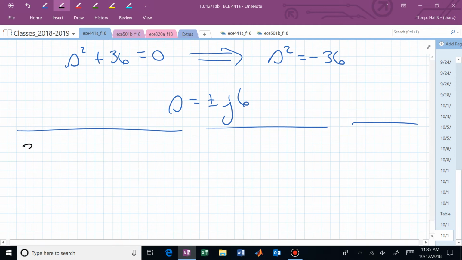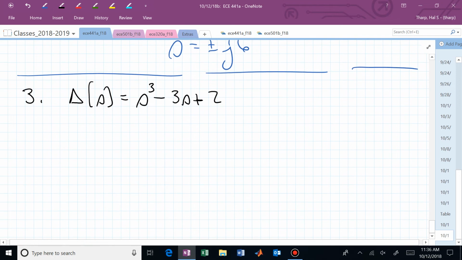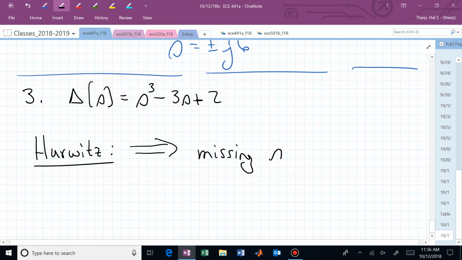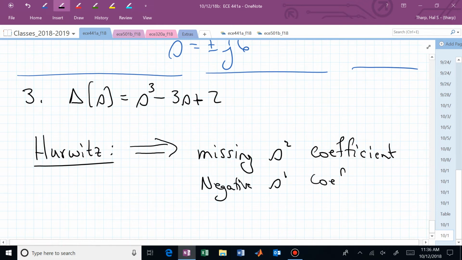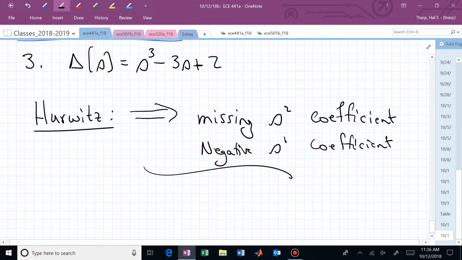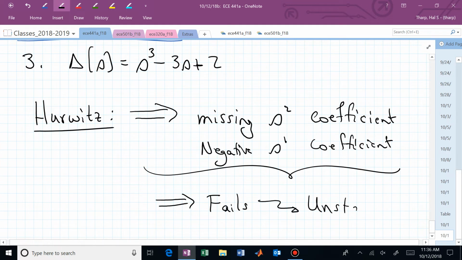And now let's look at example number 3, s cubed minus 3s plus 2. So in this case, if we were just worried about stability, or if our system is stable or not, with the Hurwitz test, actually we have a missing s squared coefficient. So we have one coefficient that's not even there, and we have a negative s coefficient. All it would have taken was one of those, but with that, it fails the Hurwitz test. So we know that this particular polynomial has at least one root in the right half plane, or we have an unstable polynomial coming from s cubed minus 3s plus 2.